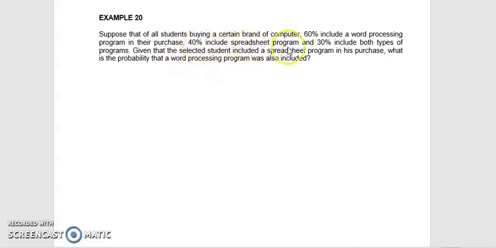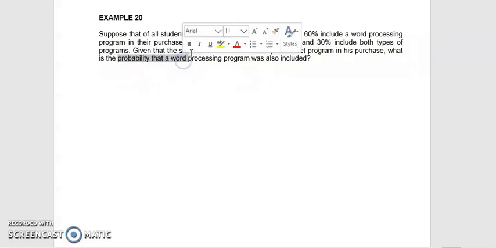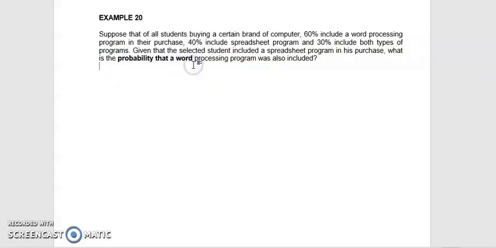40% include spreadsheet program and 30% include both types. Given that the selected student included a spreadsheet program in his purchase, what is the probability that a word processing program was also included? So here we want to find the probability that word processing is included. Then which one is the condition?